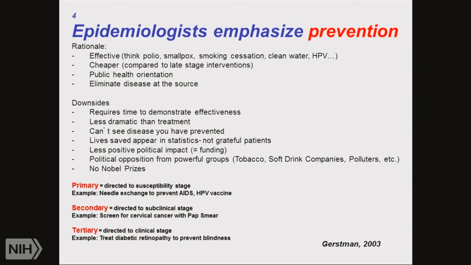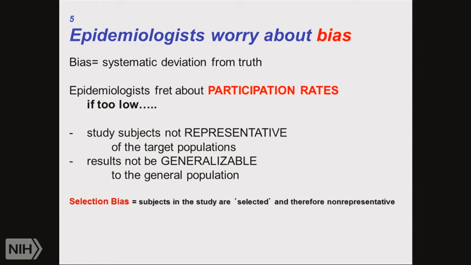So what are some of the concerns that epidemiologists have? One is bias, which is a systematic deviation from truth. An example of a kind of bias is participation rates. Epidemiologists are very worried about participation rates, because if you have a low participation rate in a study, the subjects in the study are not going to be very representative of the general public, and you generally want the people in your study to be able to generalize the results from your study to the wide world out there. If you can't do that, your results are of limited value. So that's an important thing.